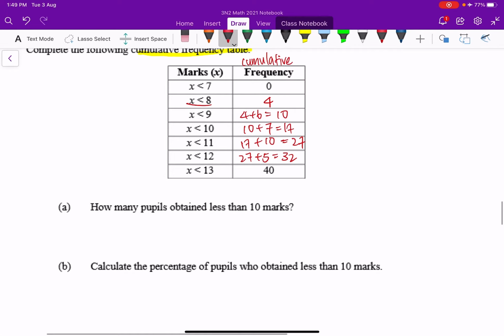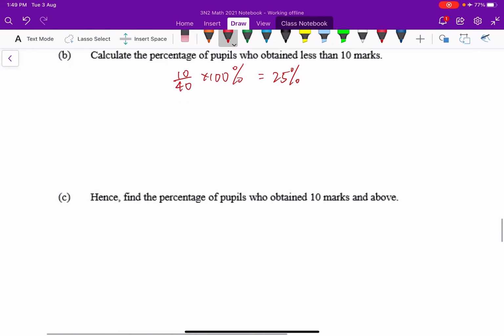Now, part A, how many pupils obtain less than 10 marks? 10 pupils. Calculate the percentage of people who obtain less than 10 marks. So there are 10 pupils out of 40, multiplied by 100%. So a total of 25% of them obtain less than 10 marks.